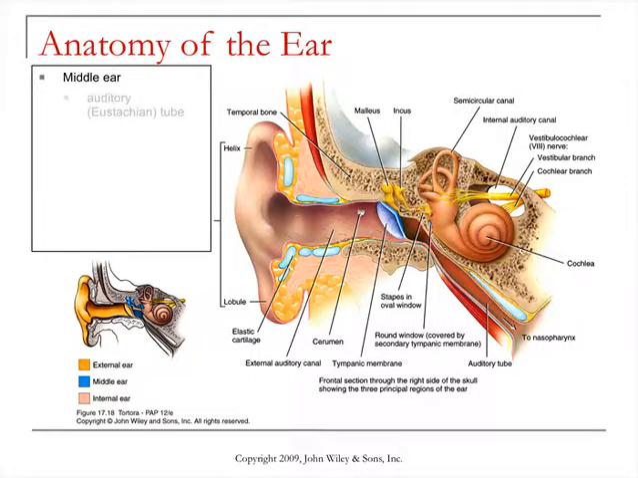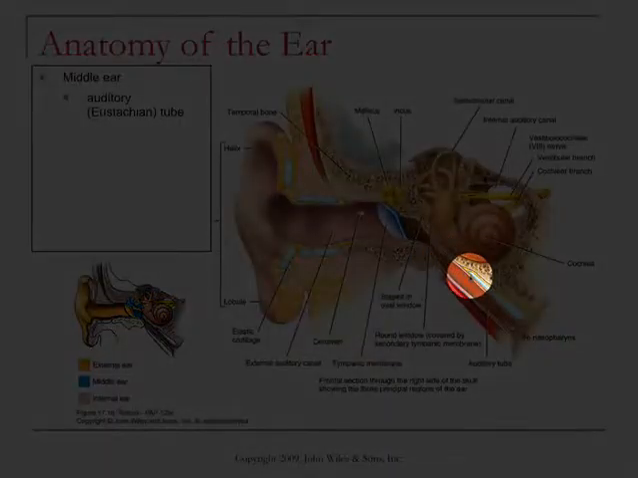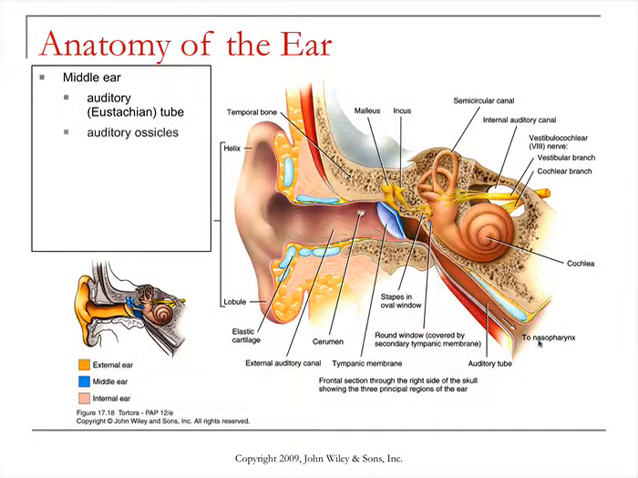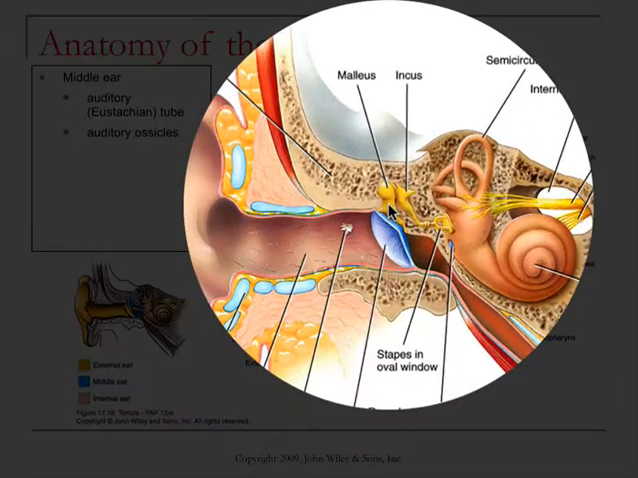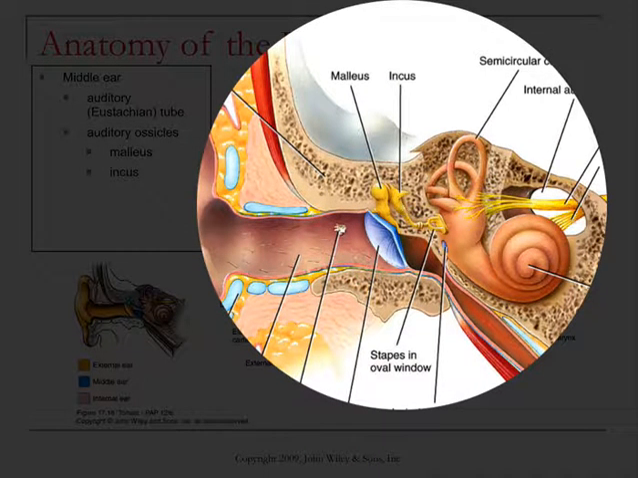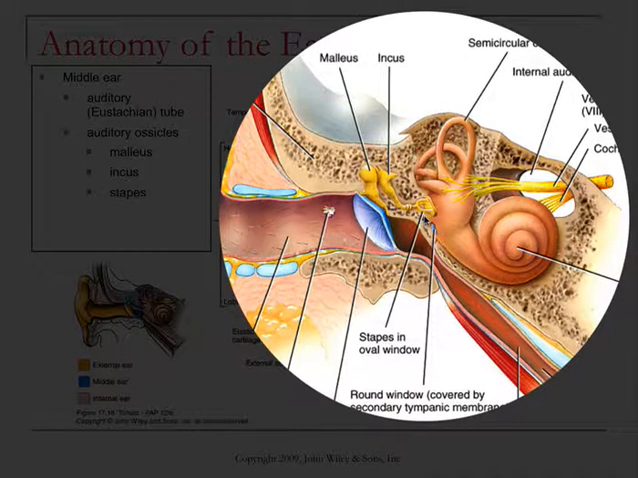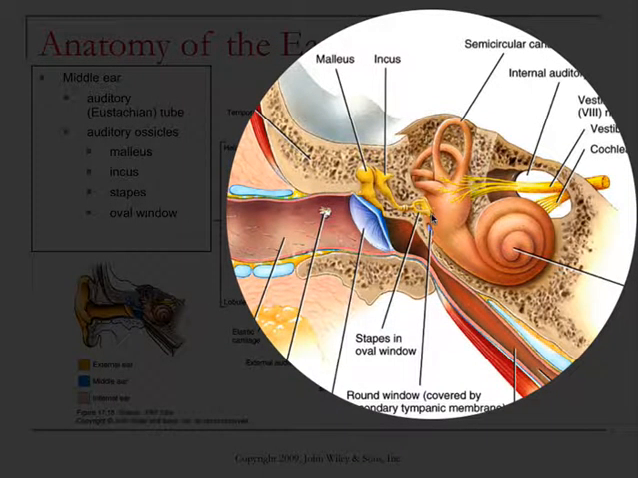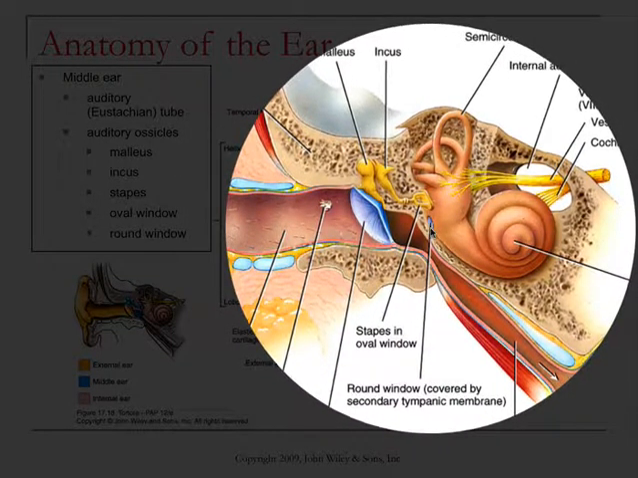The middle ear consists of the auditory or eustachian tube. This is the tube that goes to the nasopharynx, and we'll talk more about what it does later on. The auditory ossicles, which are bones, are the malleus, otherwise known as the hammer, the incus, sometimes known as the anvil, and the stapes, sometimes known as the stirrup. The middle ear also includes the oval window, which is a small membrane that the stirrup vibrates against, and the round window, which is shown here.